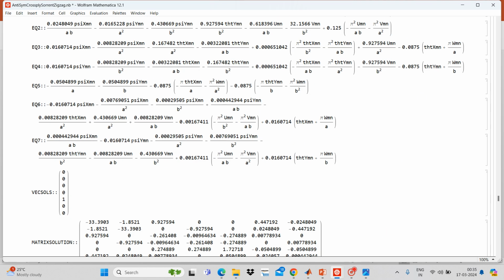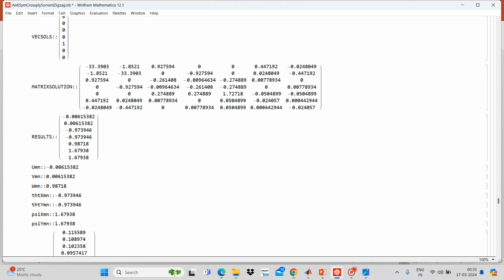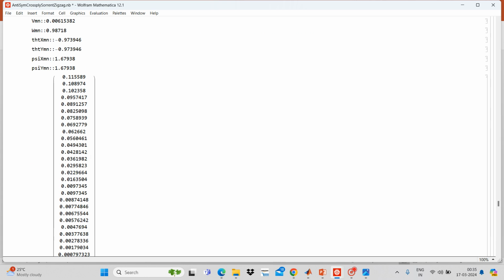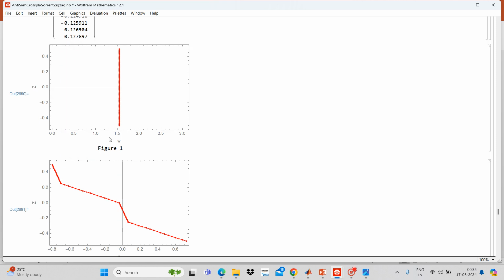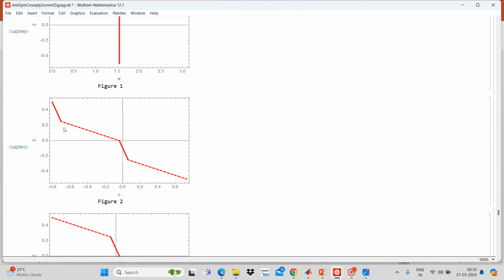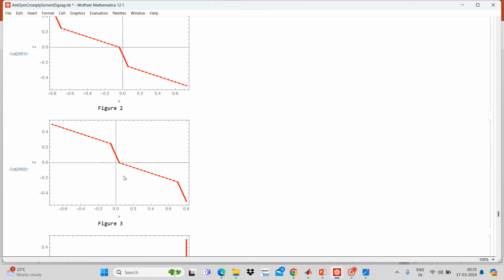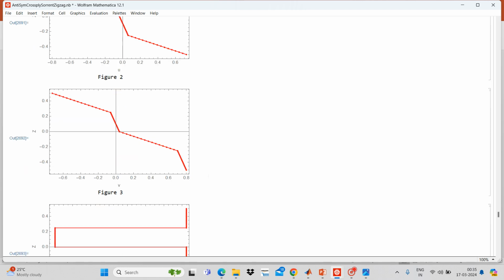It's anti-symmetry. Therefore, we will see again here UMN, VMN are non-zero. Okay. And you can see the transverse displacements here 1.5. Then in plane displacements for this 4-layer is like this. In plane displacements V is like this. Okay.